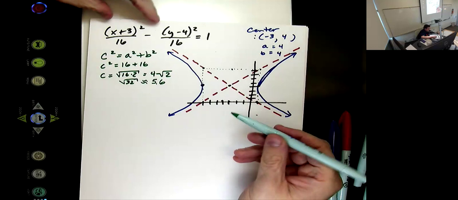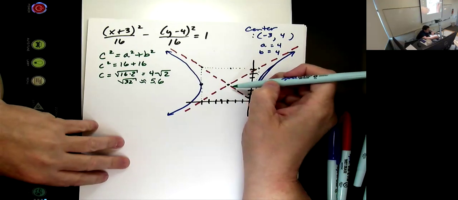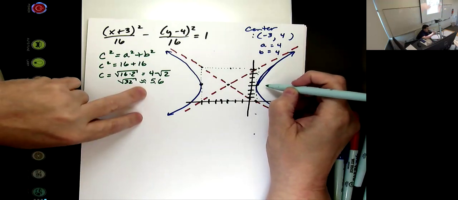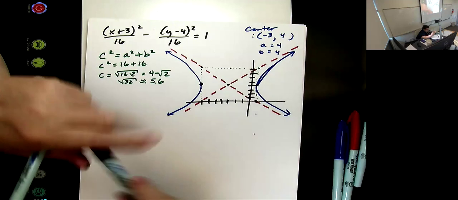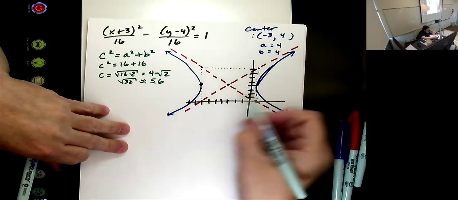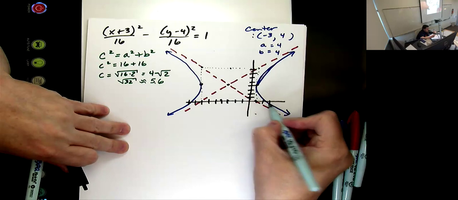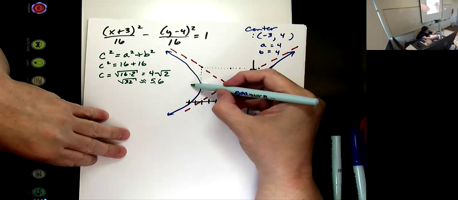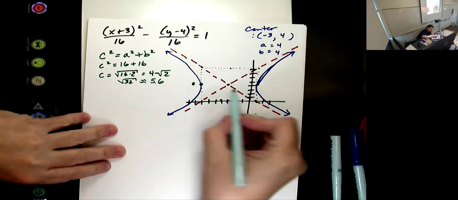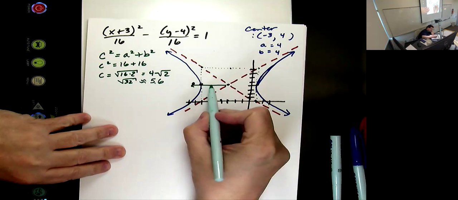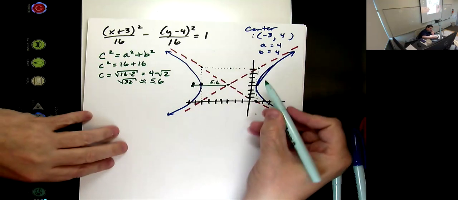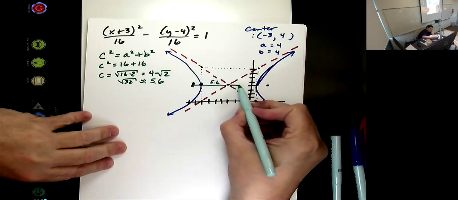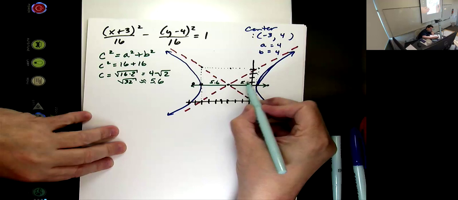And we went left or right. This is 4, so 5.6 should be not quite 2 more away. So 2 away would be here, 1.6 away is there. So that distance there is 5.6, or the square root of 32. And we go almost 2 away past the vertex there, that's 5.6 also.